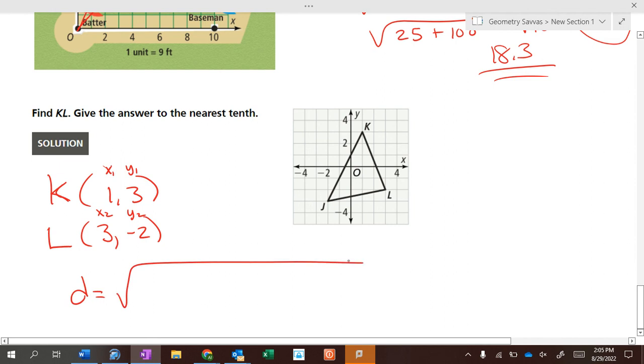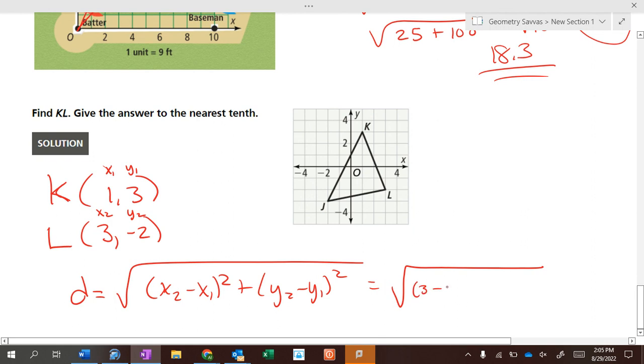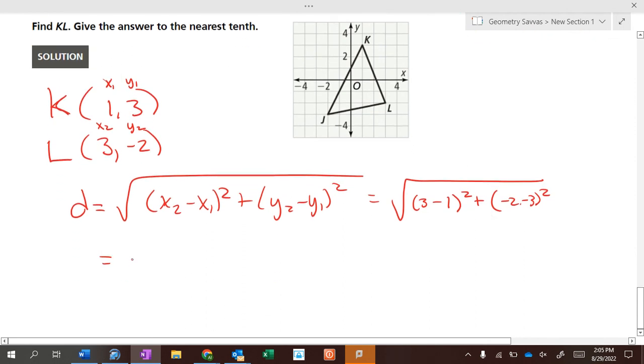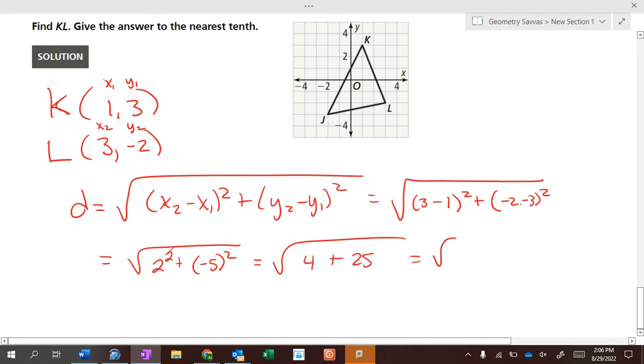So the distance formula is x2 minus x1 squared plus y2 minus y1 squared. So my x2 is 3. My x1 is 1, and it's squared. My y2 is negative 2. My y1 is 3, and squared. What's 3 minus 1? So it's 2 squared. What's negative 2 minus 3? Negative 5 squared. When you square something, it'll become positive. So you got 4 plus 25, which is the square root of 29.